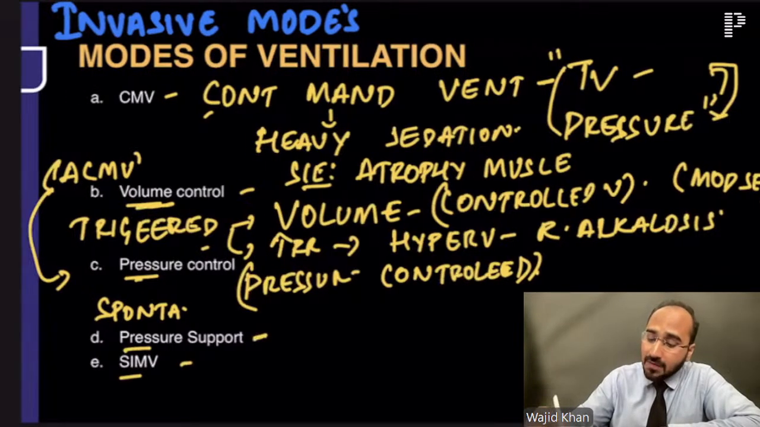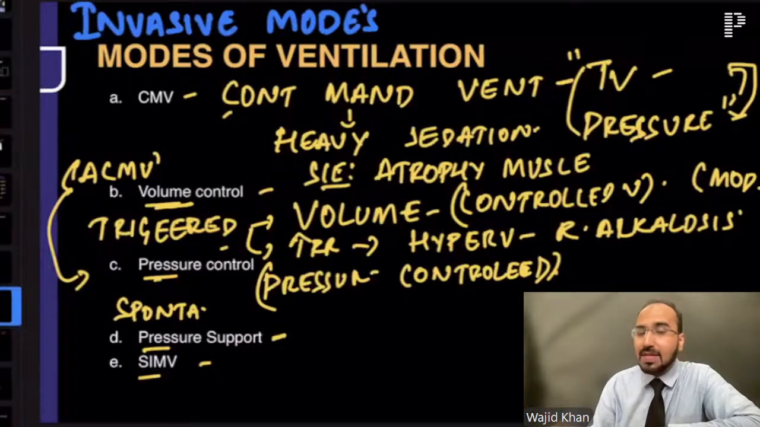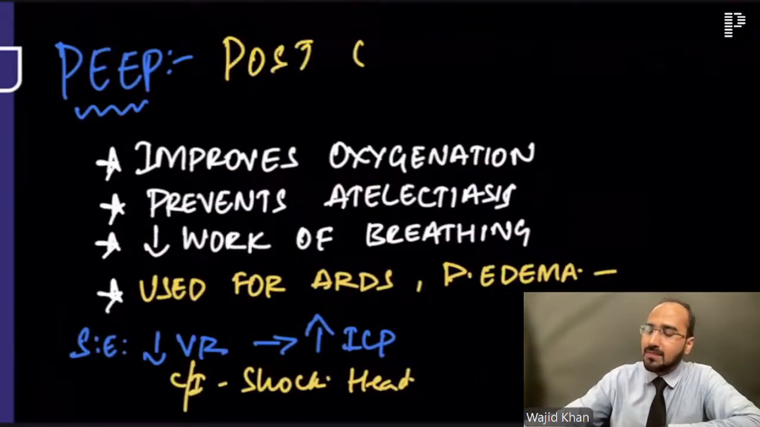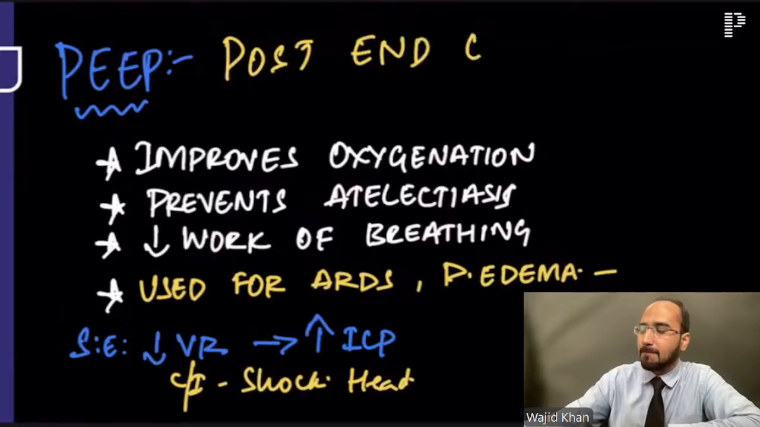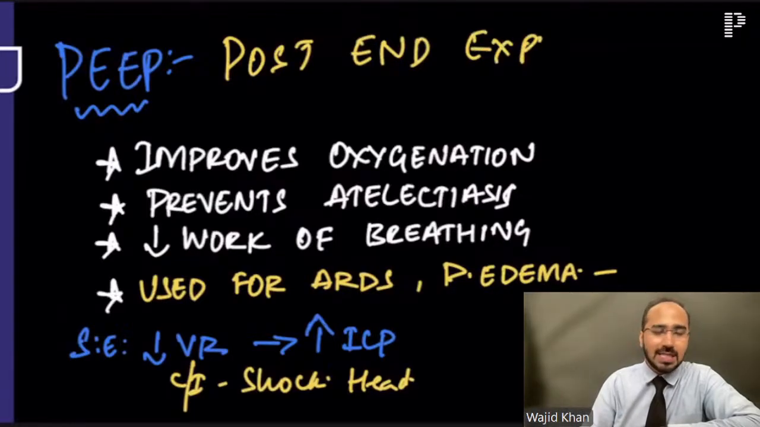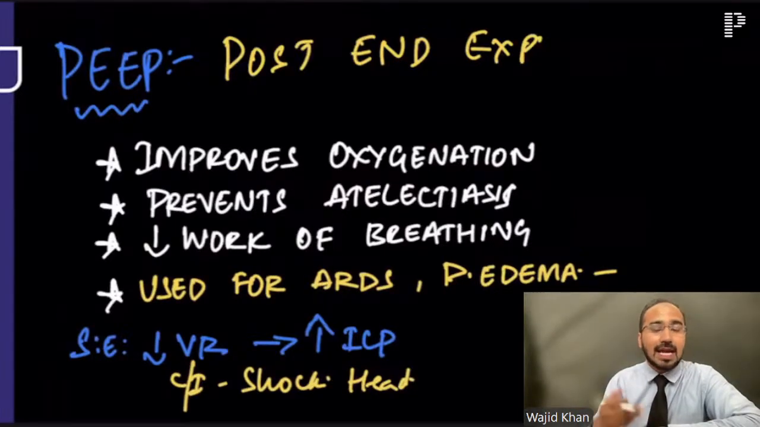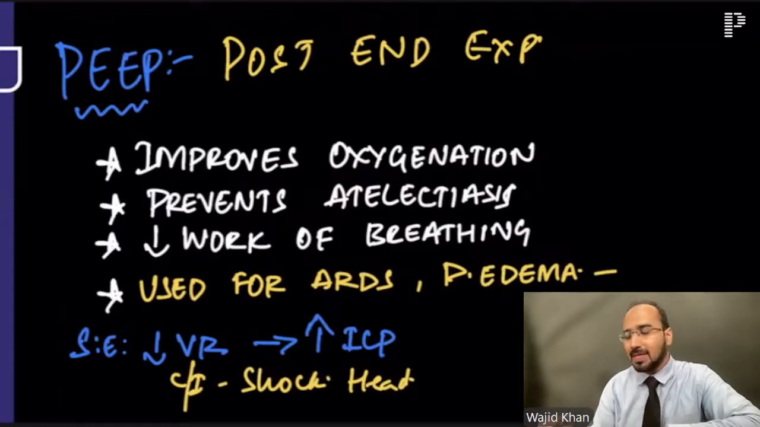Apart from these modes, there is one more thing that we need to remember. In the ventilator, we also adjust a PEEP. What is PEEP? PEEP is nothing but positive end expiratory pressure. Why do you adjust it? Because it will improve the oxygenation. It will prevent atelectasis, and it reduces the work of breathing. It is commonly used for ARDS and pulmonary edema.